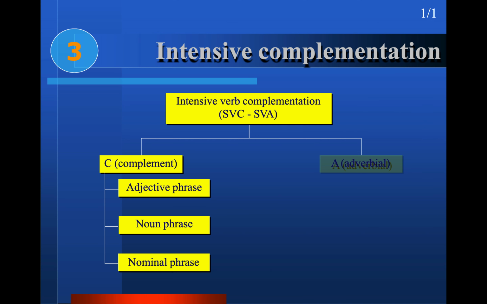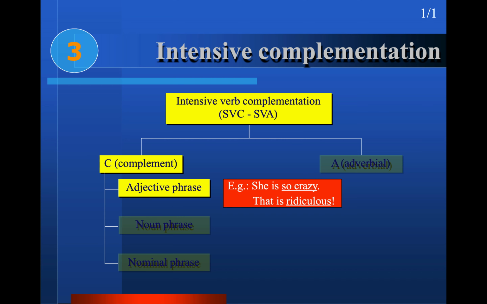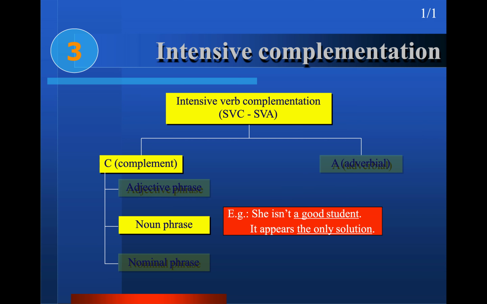Nominal phrase is also a kind of phrase whose center is a noun. So "she's so crazy," "that's ridiculous." "So crazy" is an adjective phrase. "Ridiculous" is also an adjective phrase. So this is called SVC. "She isn't a good student." "A good student" is a noun phrase. "It appears the only solution." Just notice "is" and "appears" are copular verbs followed by "a good student." The head of this phrase is "student," and "a good" is a modifier to "student." In "appears the only solution," "the only" is a pre-modifier of "solution." So it's a noun phrase, and "solution" is a noun head. That's why it's called a noun phrase. So here we have SVC.